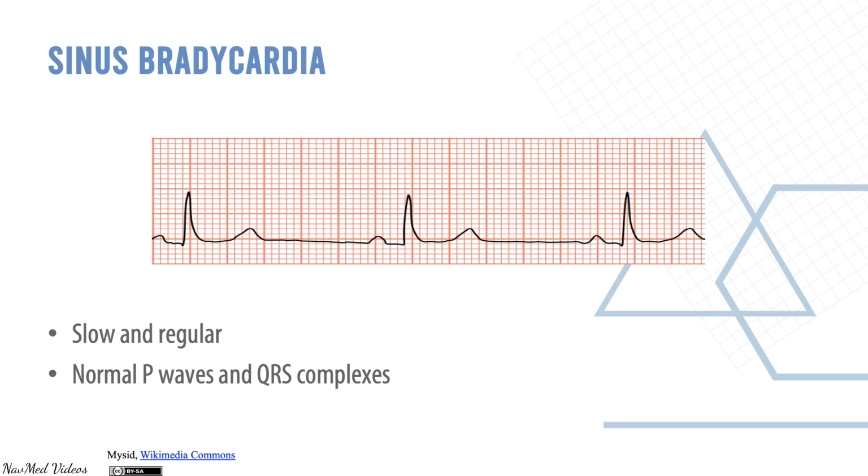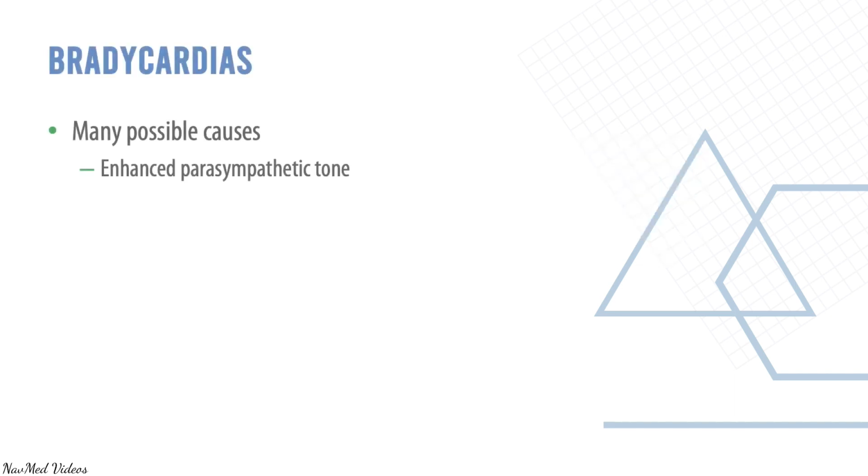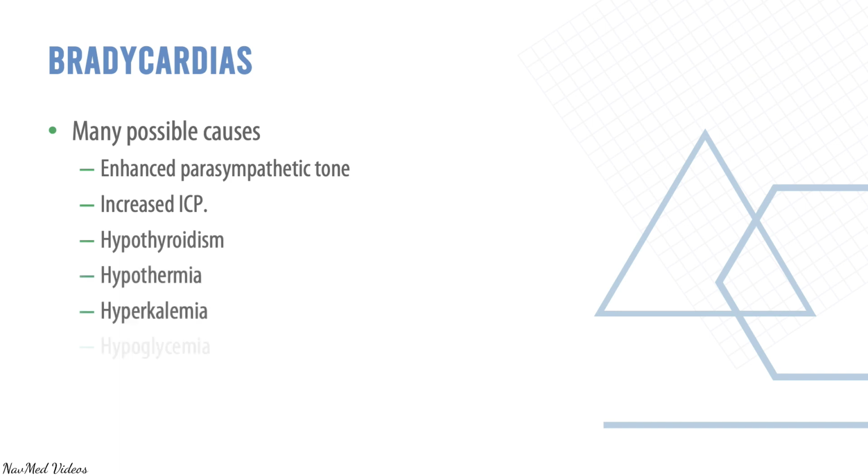It's very simple. Slow and regular ECG, normal P waves and QRS complexes. It's just the rate is slow. Nothing else is happening. Sinus bradycardia. Many causes: increased intracranial pressure, hypothyroid, hypothermia, hyperkalemia, hypoglycemia, drug therapy. So many things can cause sinus bradycardia.